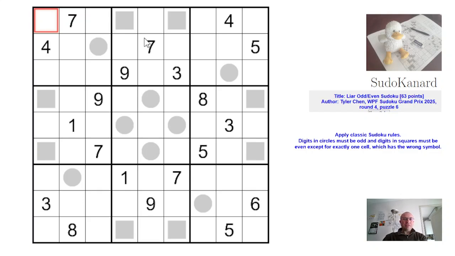So the rule here is the usual rule of odd even Sudoku, that those squares contain even digits and that those circles contain odd digits. But the twist is that exactly one of those given symbols is wrong. One of them, perhaps this contains an even digit, perhaps this contains an odd digit, but exactly one of the symbols is wrong. And it is part of the puzzle to find which symbol is wrong.